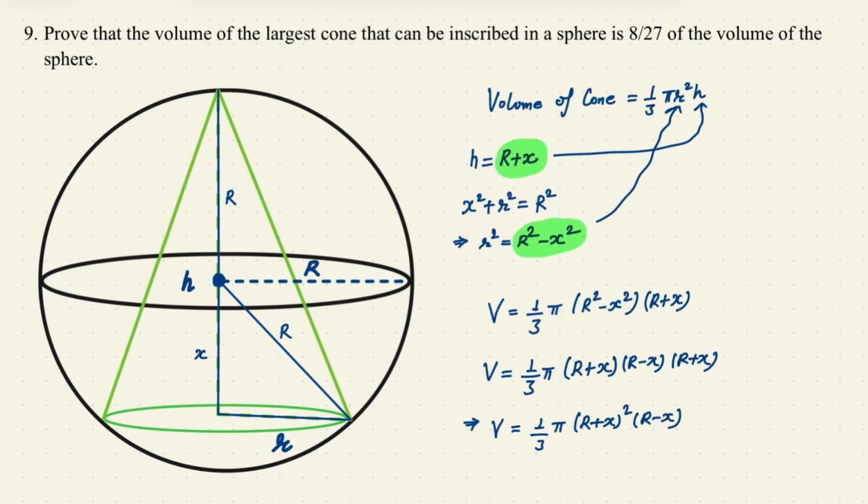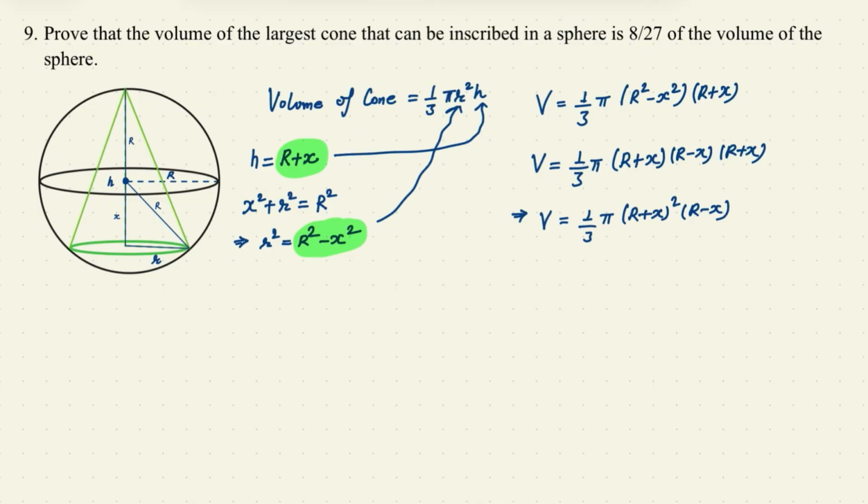Now we will differentiate V both sides with respect to x, and note that capital R is constant here. So differentiating both sides with respect to x, I will get dV over dx equals 1 by 3 pi, which is constant. And using the product rule, let us keep (R plus x) square first and differentiate (R minus x), then I will get minus 1, plus keeping (R minus x) constant, differentiating (R plus x) whole square, we will get 2 into (R plus x), and d/dx of (R plus x) is 1, since we are differentiating with respect to x.